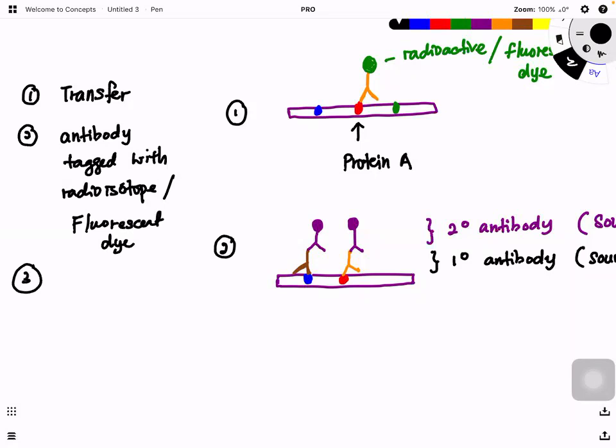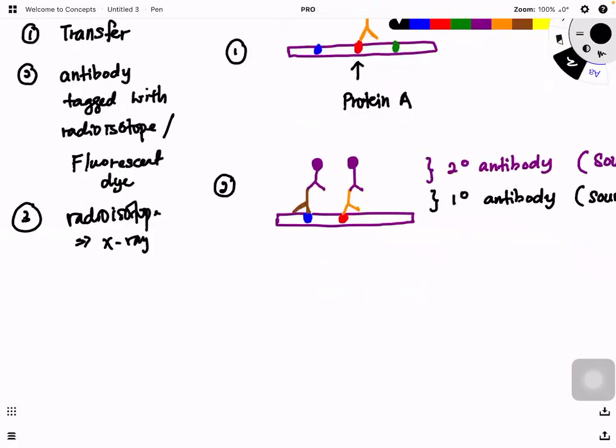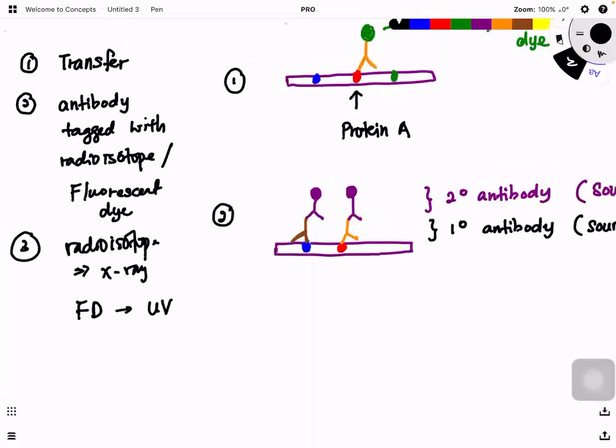If you talk about radioisotope, then we expose it with the X-ray film. Then you develop the image. If you talk about the fluorescent dye, then we use UV. I shine the UV onto my membrane, and then I can capture the image of the fluorescent signal by using a digital camera. Okay, so just these three steps. Enough already. You do not need to go into very much detail. This is for information only.